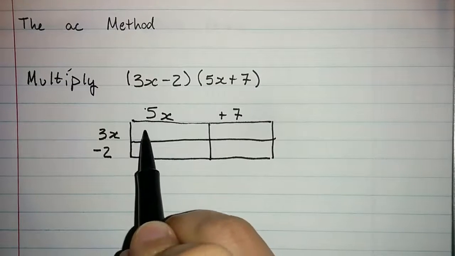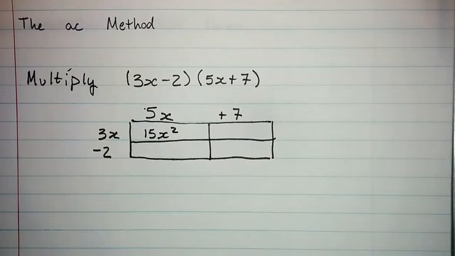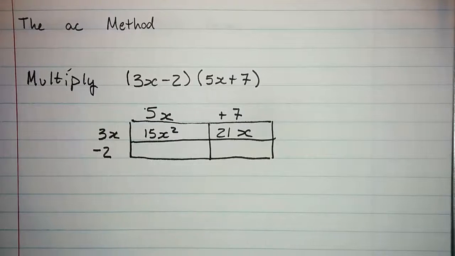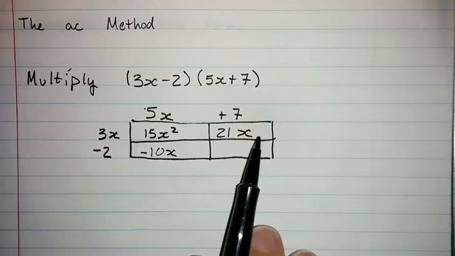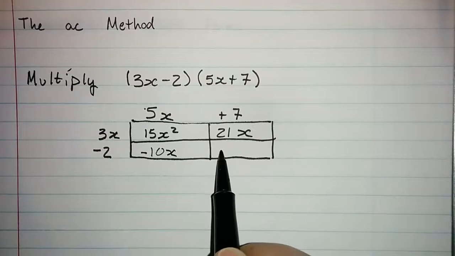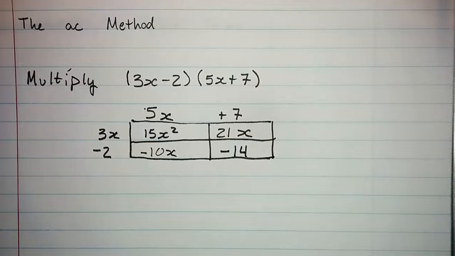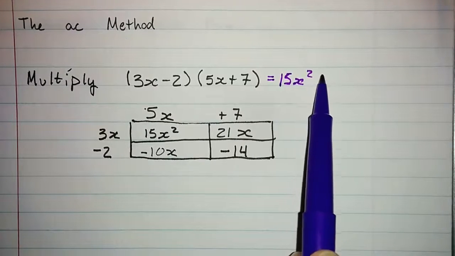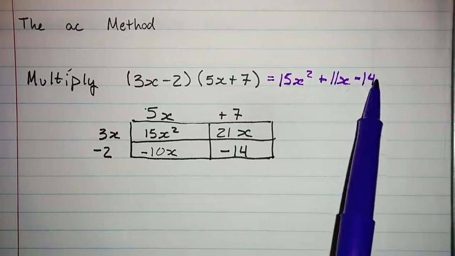Right, 3x times 5x is 15x squared. 3x times 7 is 21x. 5x times negative 2 is negative 10x. And negative 2 times 7 is negative 14. Now, I could finish this problem, right? I could write down that the product is 15x squared plus 11x minus 14.